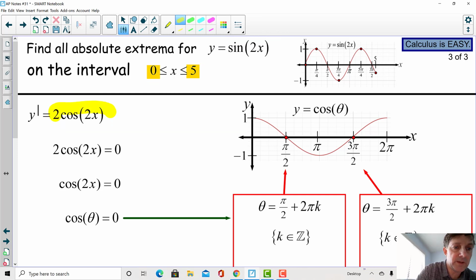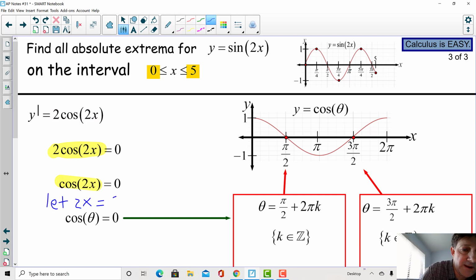Okay, we know what cosine looks like. It's never going to be undefined. So our derivative will never be undefined, but we also know that cosine can equal 0. So we want to find out where our derivative is equal to 0, and that will give us our critical numbers. So we start by dividing both sides by 2. Then we're going to let 2x equal theta. We're going to try to figure out where does cosine of theta equal 0.